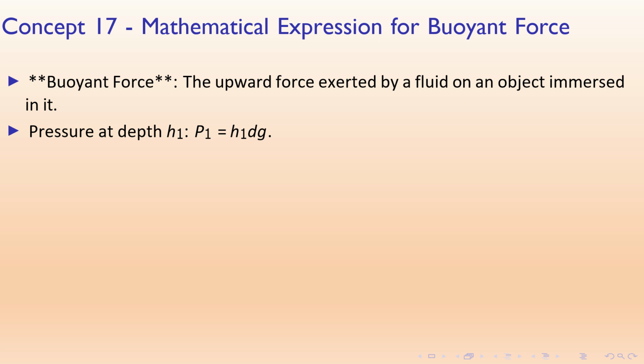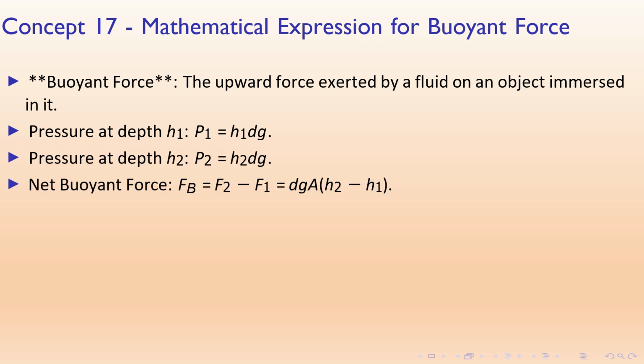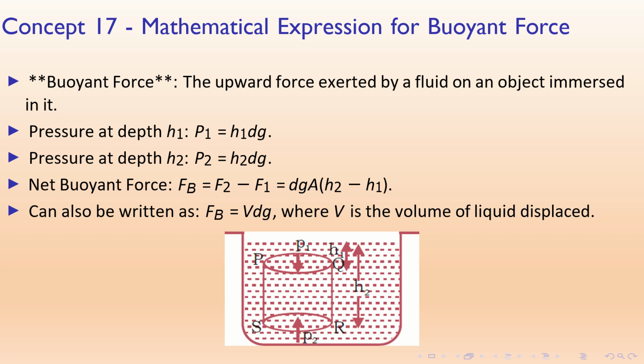And we know the pressure is given by the formula h rho g, where here we are taking the first one, pressure at the first height. Means we have seen two different heights. Here you can see this is height H1 and this is height H2. So at this height, the pressure is given as H1 into d into g, where H1 is the height from the surface, d is the density and g is the acceleration due to gravity.